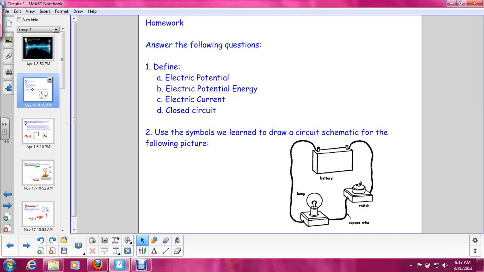So now that we have talked forever about electric potential energy, electric potential, current, and circuits, I want you to go back and answer these questions. If you need to use an outside source to look up your definitions, that's fine, but please include a citation.